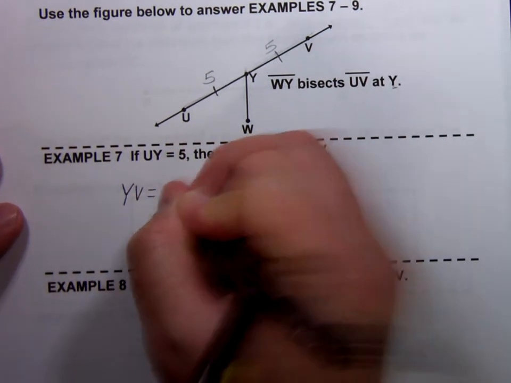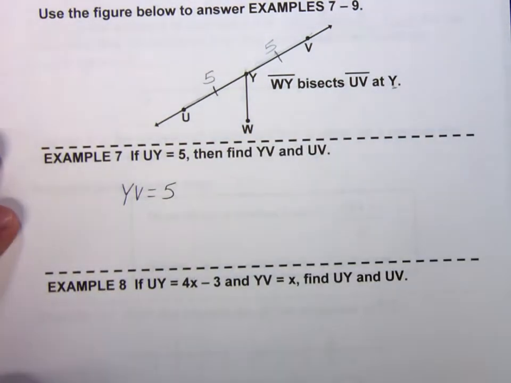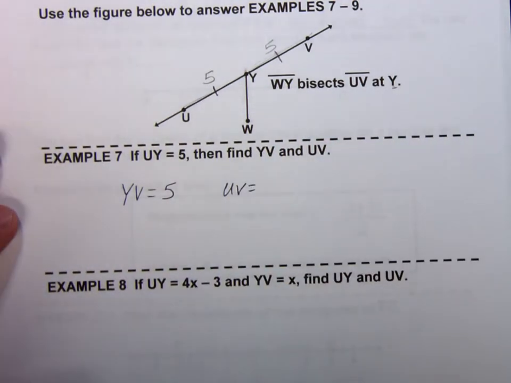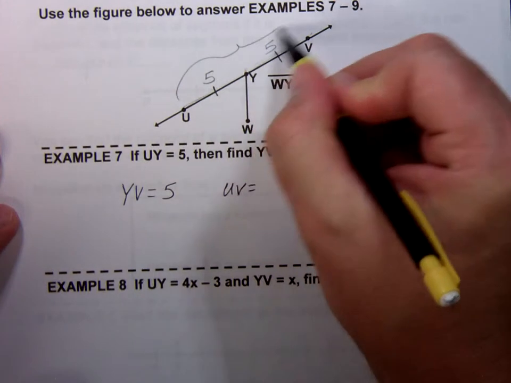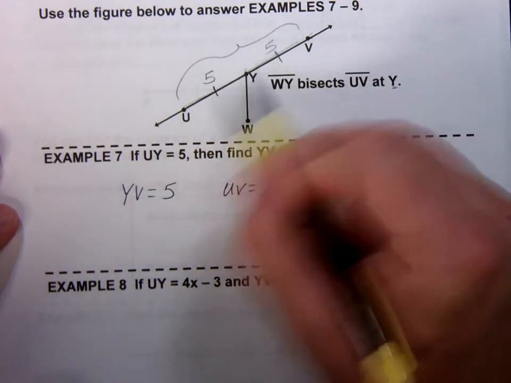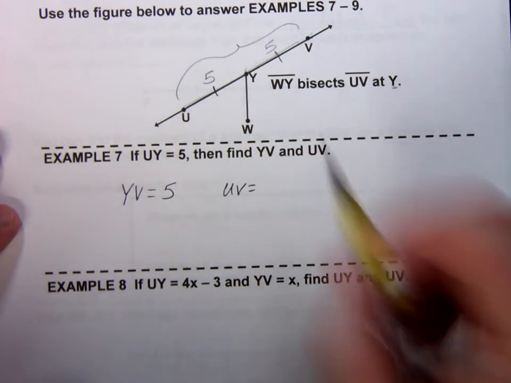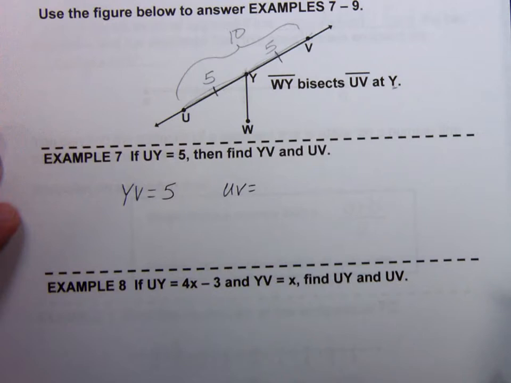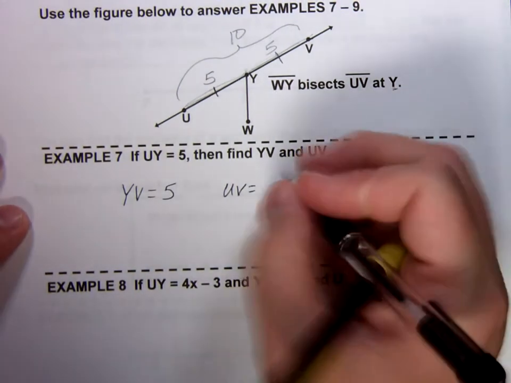Remember, we read this as distance from Y to V. What about the distance from U to V? Well, remember your segment addition postulate. Line segment UV is split into 2 parts, but those 2 parts should add up to equal the whole. So 5 plus 5 equals 10. So the distance from U to V, 10 units.